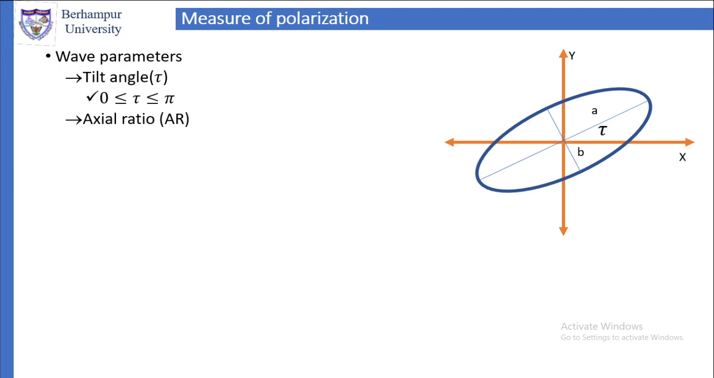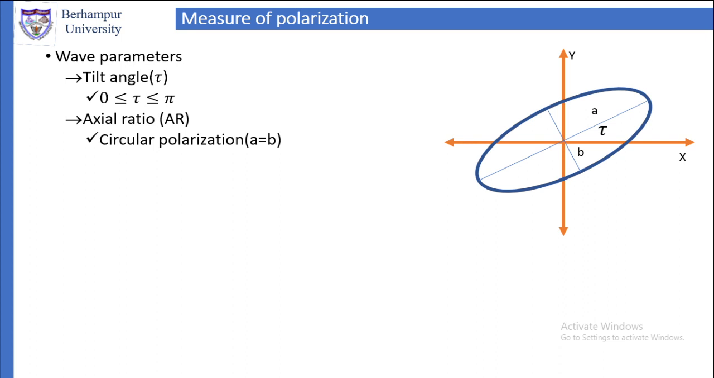Because 0 to 2 pi is 0 to pi plus pi to 2 pi, and pi to 2 pi is the same as 0 to pi. That will describe the same thing; it will just be repeated. So instead of repeating it, we restrict it from 0 to pi. Then the second wave parameter is the axial parameter.